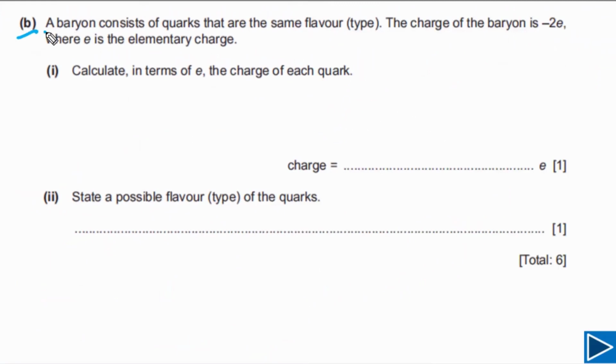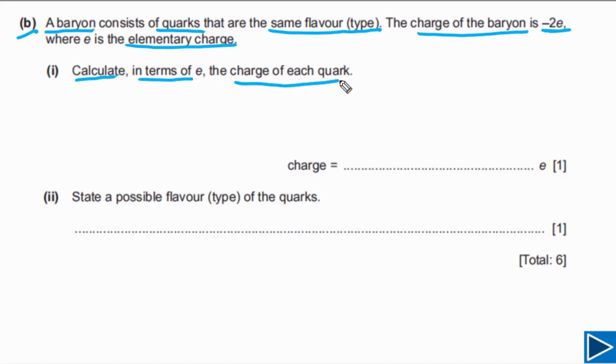For part B, it is given to us that a baryon consists of quarks that are the same flavor, same type. Means all of them are the same type of quark. They can be down quarks, anti-down quarks, up quarks, anti-up quarks, and so on. It is also given to us the charge of the baryon, that is negative 2e, where e is the charge on a single electron. For part 1, we need to calculate in terms of e the charge of each quark.